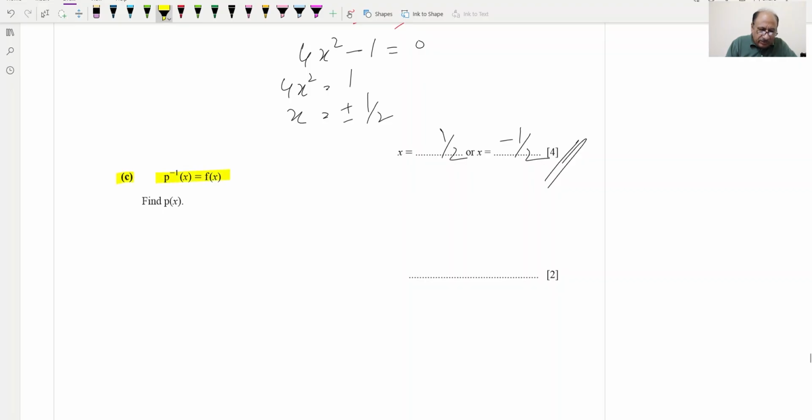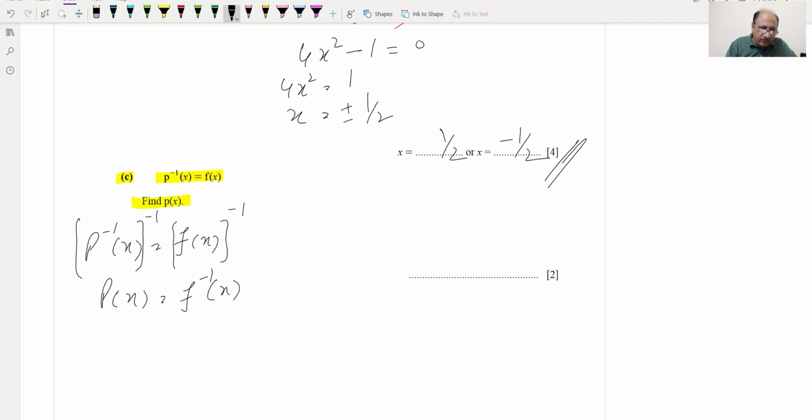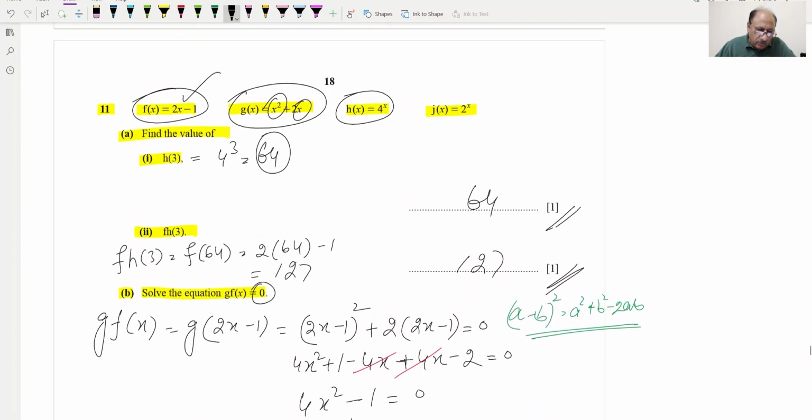C part, P inverse of x is equal to f of x. Find P of x. So we can take the inverse on both sides. So P inverse of inverse, we can write P of x, and this will be f inverse of x. So f inverse of x we need to find. We know f of x is equal to 2x minus 1.